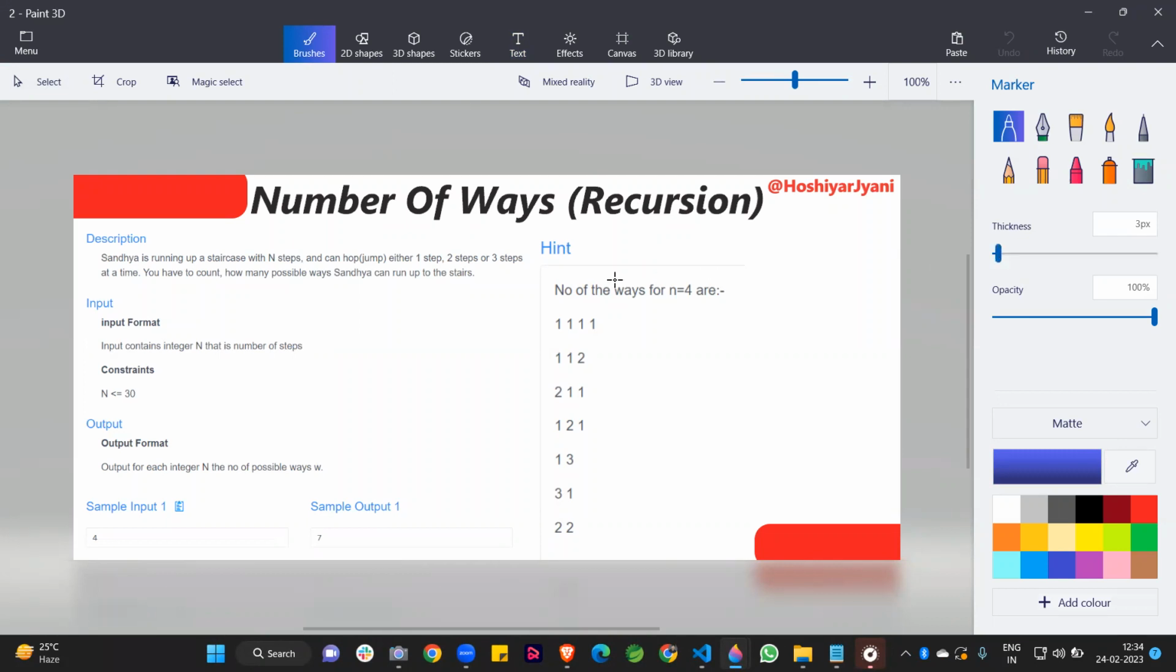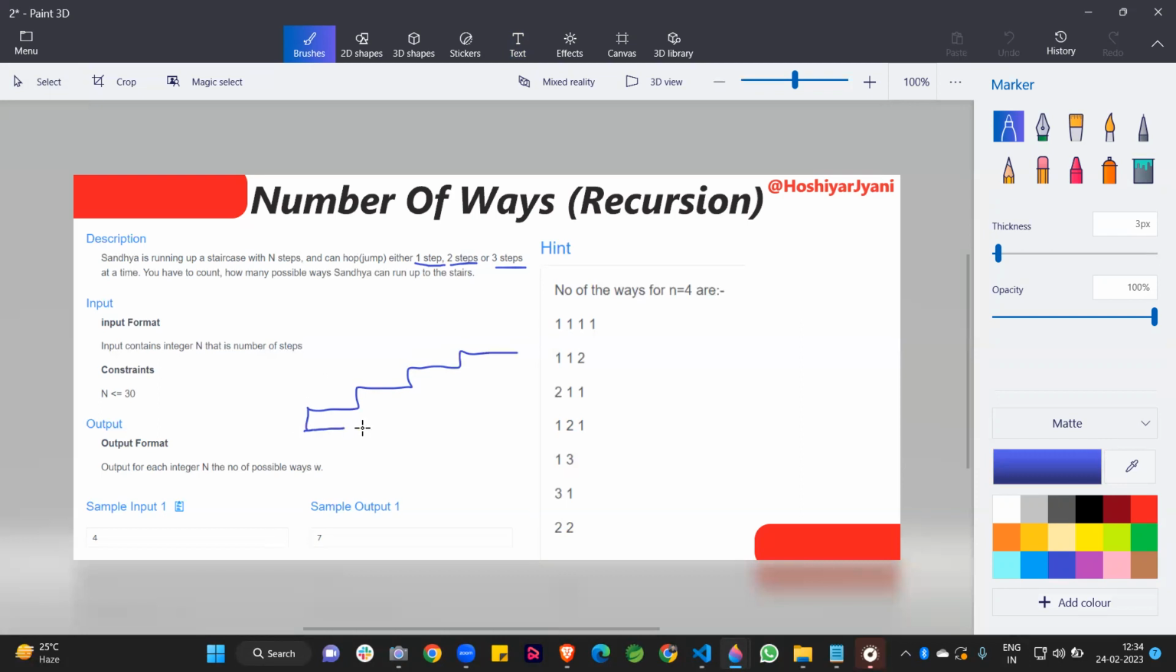So guys, in this question, Sandhya is running up a staircase with n steps and can hop or jump either one step, two steps or three steps at a time. You have to count how many possible ways Sandhya can run up the stairs. So guys, there is this type of situation here. This is our first stair. This is second. This is third. And this is fourth stair.